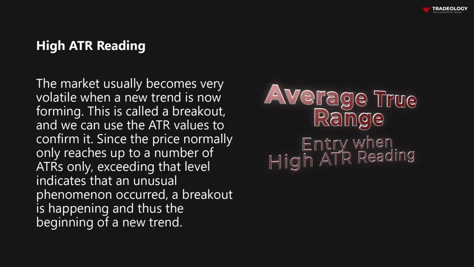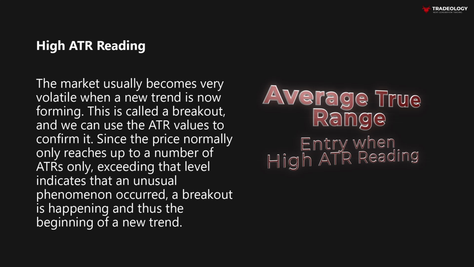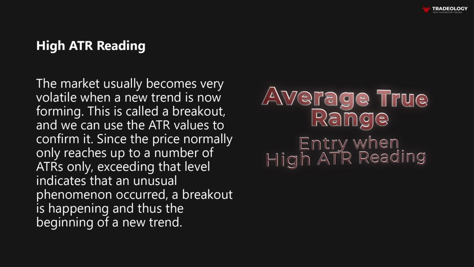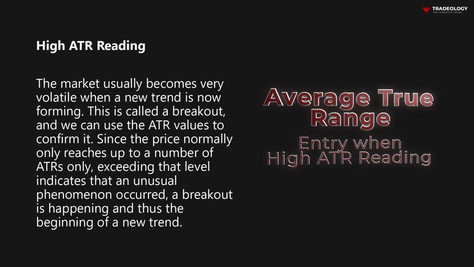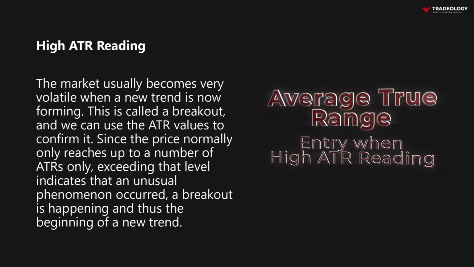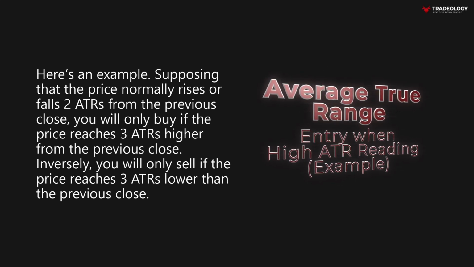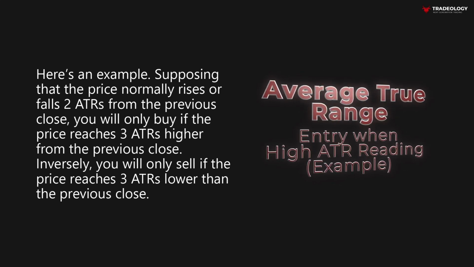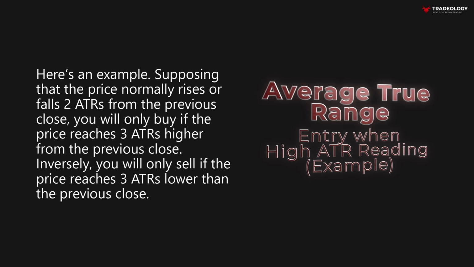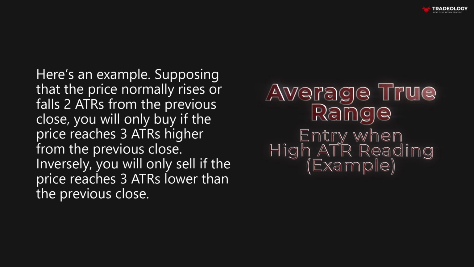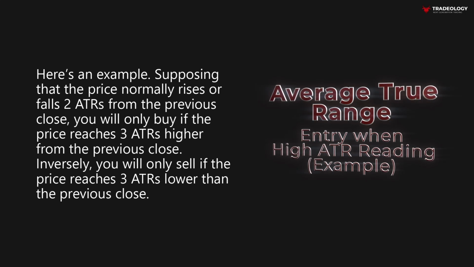The market usually becomes volatile when a new trend is forming. This is called a breakout, and we can use the ATR values to confirm it. Since the price normally only reaches up to a number of ATRs, exceeding that level indicates that an unusual phenomenon has occurred. A breakout is happening and thus the beginning of a new trend. Here's an example. Supposing that the price normally rises or falls 2 ATRs from the previous close. You will only buy if the price reaches 3 ATRs higher from the previous close. Inversely, you will only sell if the price reaches 3 ATRs lower than the previous close.